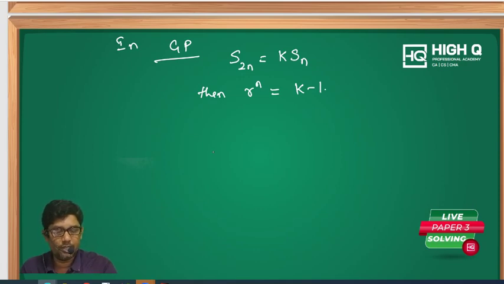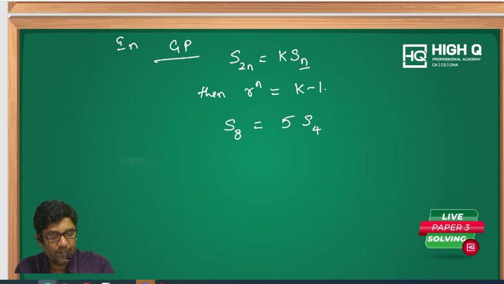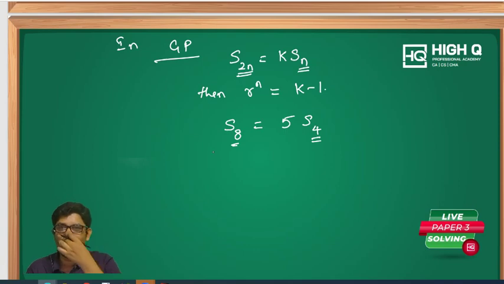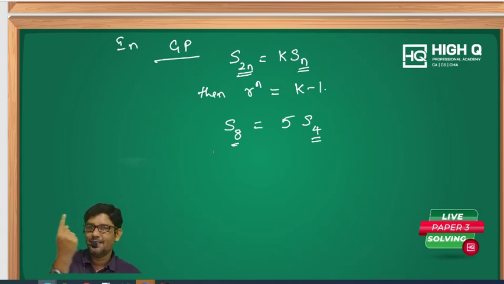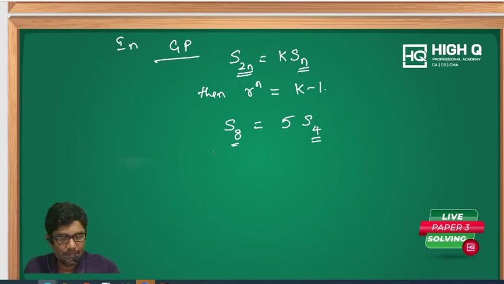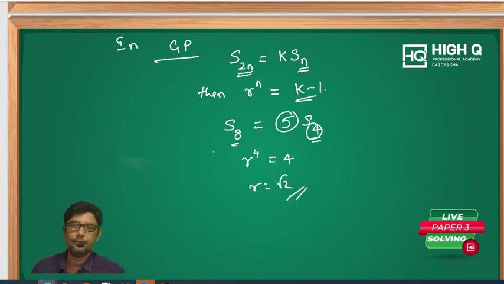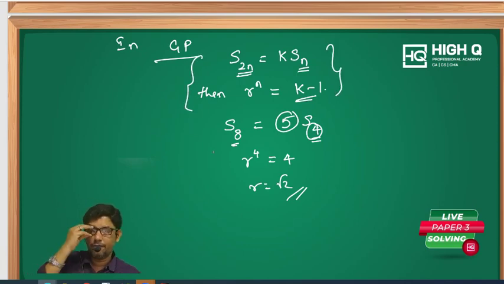Sir, why are you talking about this here? Look at this. What is the given condition? S8 is equal to 5 times S4. If it is n, it will be 2n. If it is 4, it is 8. Is it of the same format? Can we get the answer in one line? Here n is nothing but 4. So r power 4 is equal to k minus 1, which is 5 minus 1, which is 4. Is r equal to root 2? Guys, you know this trick, right? Fine.